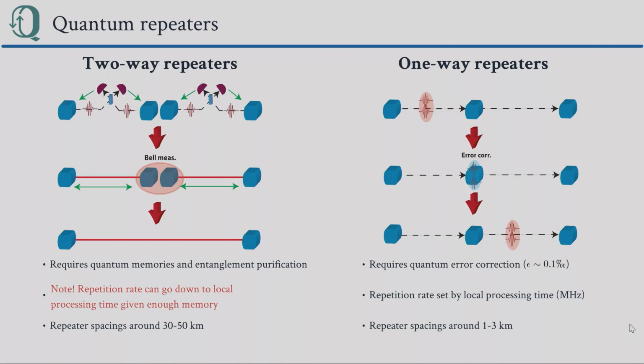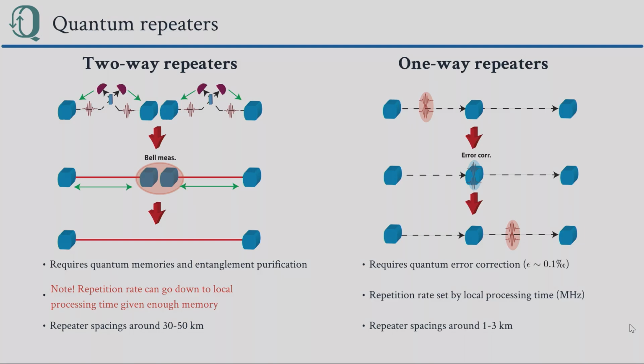Then there's another type of repeater, one-way repeaters. The reason it's called one-way is that you're just transmitting a signal in one direction. Instead of sending a signal to some heralding station and then a success signal back, you just send a quantum signal. You use an error-correcting code to deal with transmission loss and operational errors. You send it from one repeater station to the next, and in the next repeater station you correct these errors and then send it off. So the requirement for quantum memories is not that strict, because you just need enough memory to do your local error correction. That's one difference between the two.